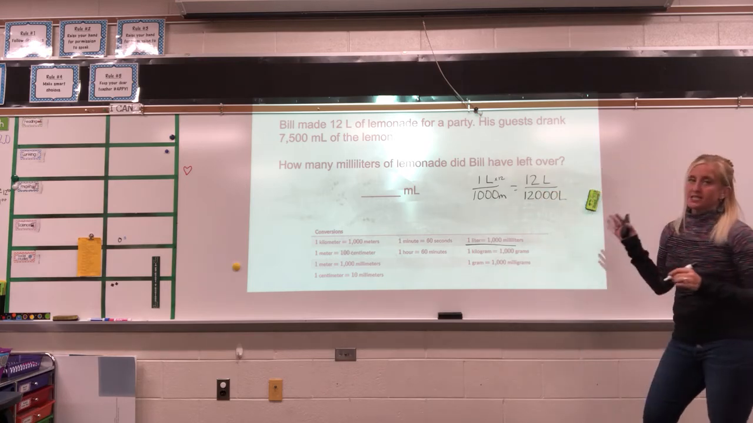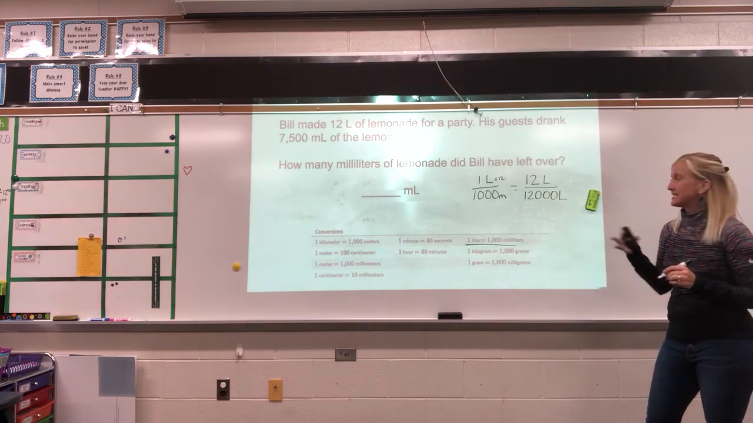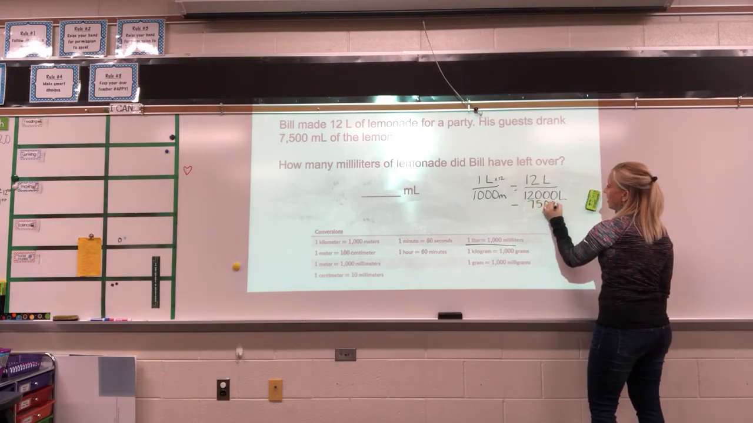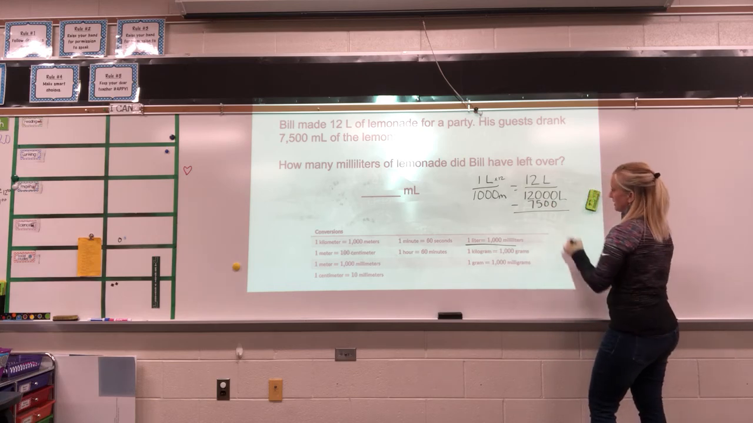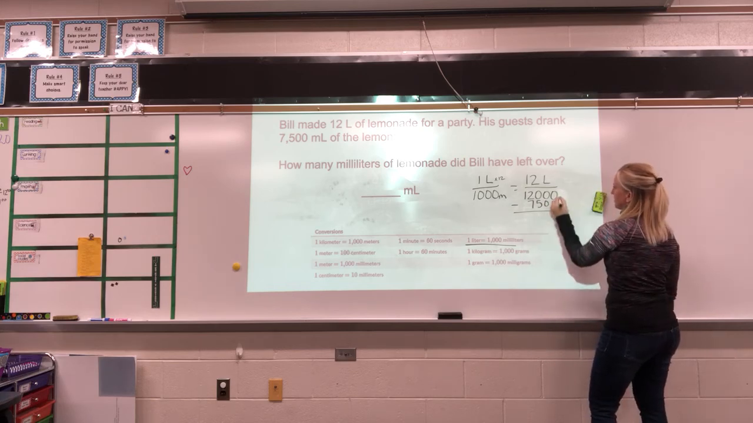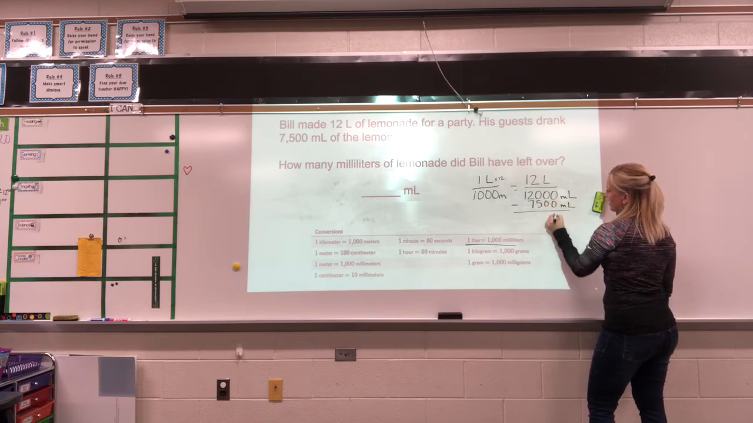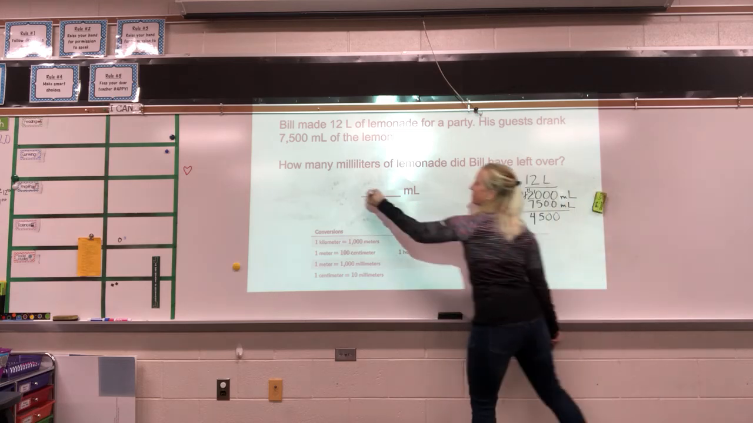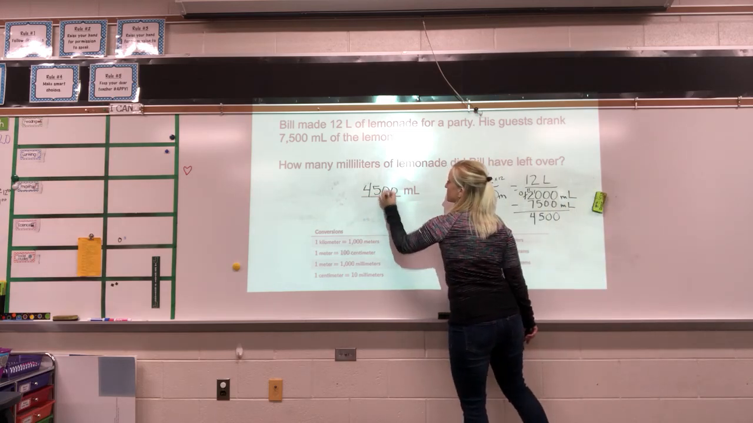But notice, it doesn't just ask us how much he had. It says then his guests came and drank 7,500 milliliters of that. So when I subtract now, 0 take away 0, 0 take away 0. I can't do 0 take away 5, so I borrow. 10 take away 5 is 5. I can't do 1 take away 7, so I borrow again. 11 take away 7 is 4. Okay, so 4,500 milliliters left.